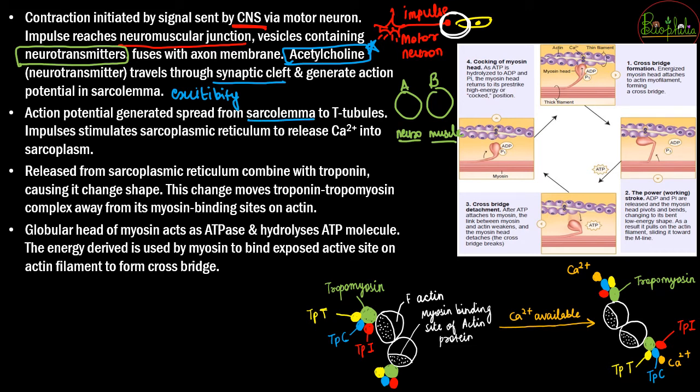Sarcolemma क्या है? It is going to be the plasma membrane of the muscle cell. So पूरे के पूरे प्लाज्मा मेम्ब्रेन के ऊपर सिग्नल पहुंच चुका है कि अभी हमें क्या करना है? We have to contract. So during contraction, what will happen? As soon as the action potential signal has been circulated by the acetylcholine neurotransmitter, ये sarcolemma से कहाँ पहुंचेगा? T tubules पे पहुंचेगा. What are T tubules? You can understand that these T tubules are nothing but your endoplasmic reticulum.